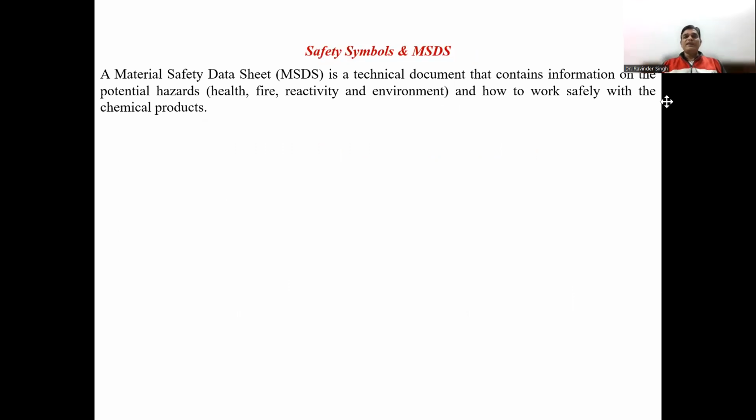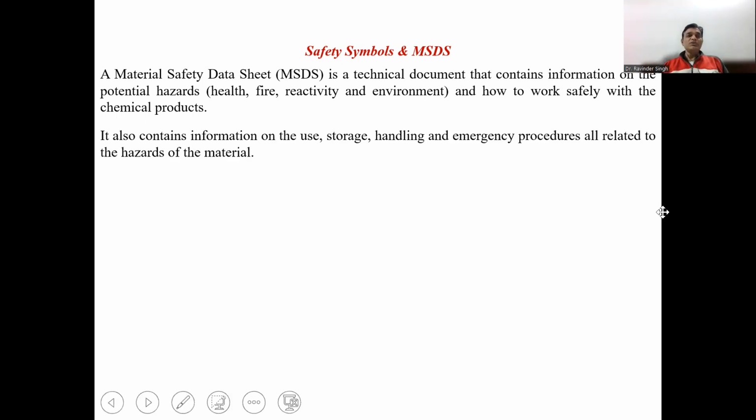A material safety data sheet (MSDS) is a technical document that contains information on the potential hazard, health, fire, reactivity, and the environment, and how to work safely with the chemical products. It also contains information on the use, storage, handling, and emergency procedures, all related to the hazards of the material.